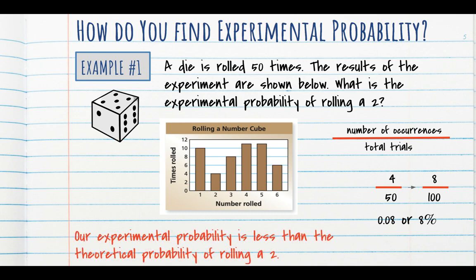Now, if you remember from our previous video, we found that the theoretical probability of any number on a die is about 16.7%. We only got a single number, in this case a 2, 8% of the time. Our experimental probability is less than the theoretical probability. Well, the number of trials is pretty small. We will find that if we conducted more trials, we'd be getting closer to, in theory, the probability.